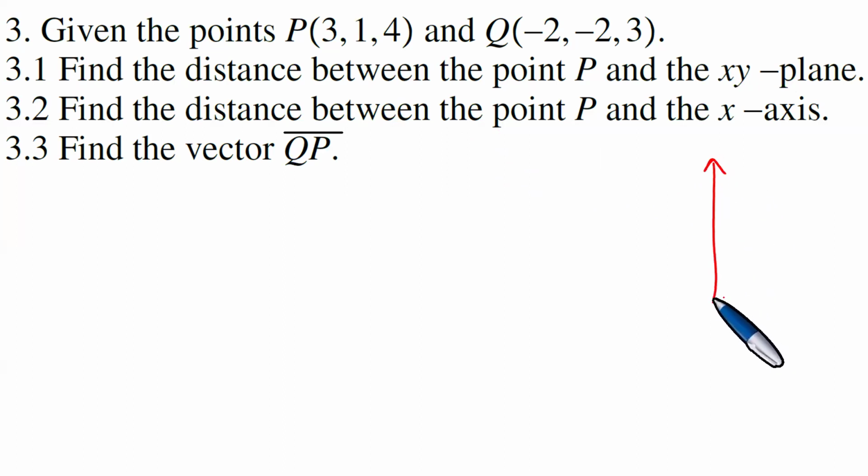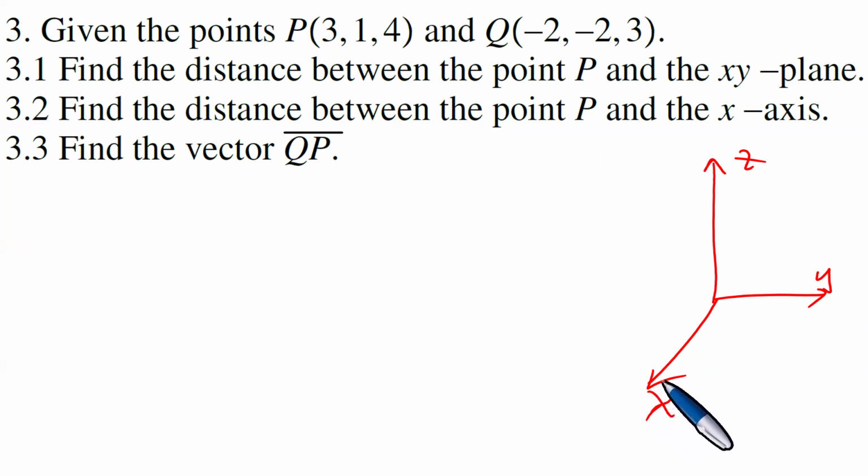So I want to find the distance between the point P and the x-axis. So we're going to just visualize a little bit and see what is happening here. Z-axis, y-axis, x-axis. And we have here the point P, because all the components are positive, so we have 3, 1, 4.